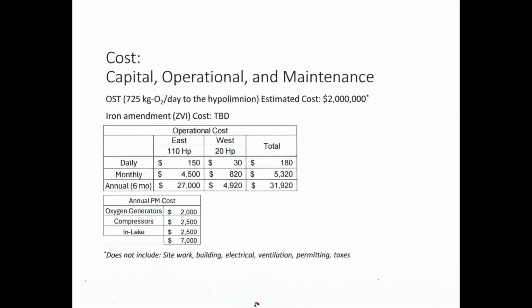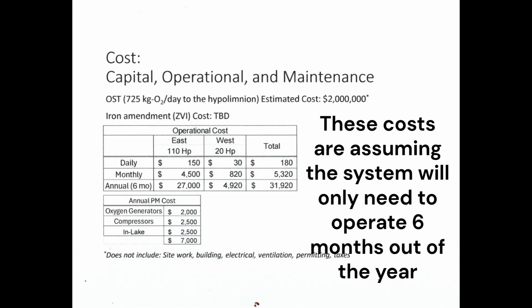So, what is it going to cost? Capital, operational, and maintenance costs are listed. The ballpark high-level estimate for the OST system alone would be about $2 million. We don't know what a ZVI cost would be because we haven't studied that yet. And if I understand correctly, you're going to get a presentation from HEPPure soon. I think it's next week. We also work with HEPPure. We use their same ZVI for other applications. So I think they have a lot of good information to share.